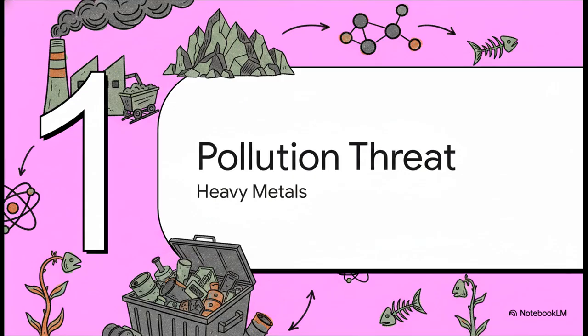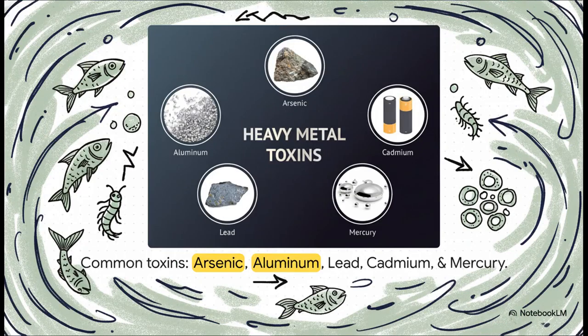Let's get into it. So we're talking about naturally occurring elements that get dangerously concentrated because of things like industrial activities and mining. Common culprits like arsenic, aluminum, lead, cadmium, and mercury pose a really unique threat. And the reason they're so dangerous is because of direct toxicity. They literally bind to crucial enzymes and totally disrupt foundational cellular functions.